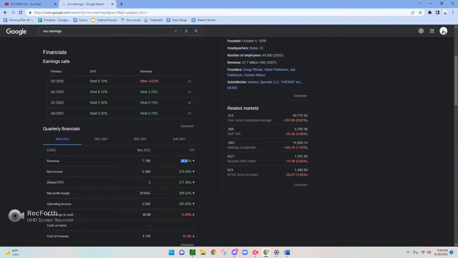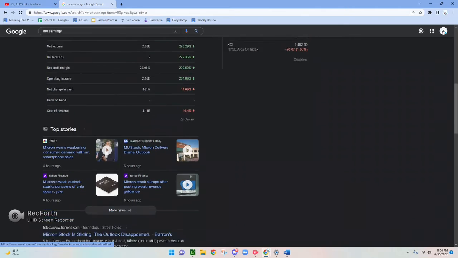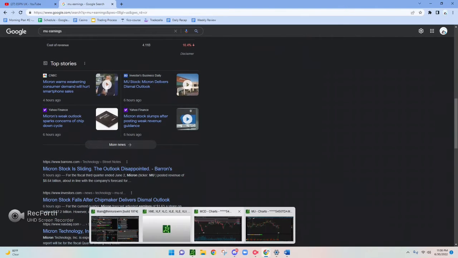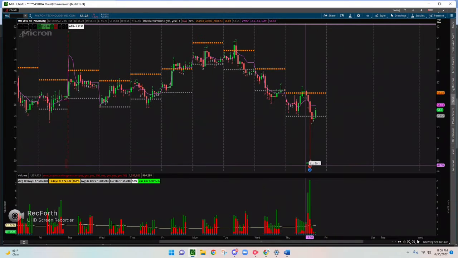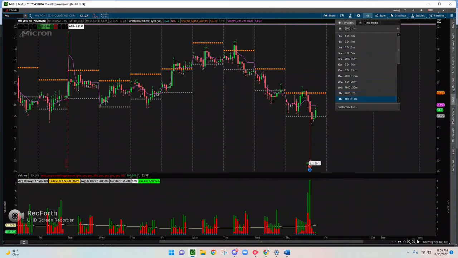Micron is a chip, computer and phone chip creator. The revenue was great. Net income was great. Diluted numbers were fire, and still weak revenue guidance. Weak outlook on sparks of concern, chip down cycle. Weakening consumer demand will hurt smartphones. It's crazy because in this market, even if you have good earnings, you still may see downside.